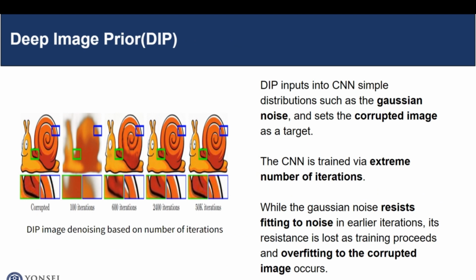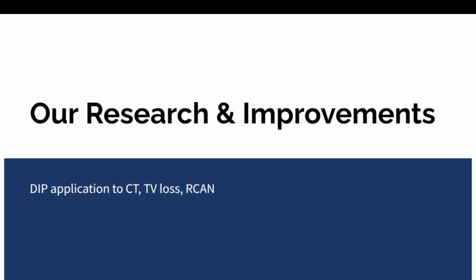DIP first inputs into CNN simple distributions such as the Gaussian noise, and sets the corrupted image as its target. Then, by only using the single corrupted image, the CNN is trained via an extreme number of iterations. While the Gaussian noise resists fitting to noise in earlier iterations, its resistance is lost as training proceeds, and overfitting to the corrupted image occurs.